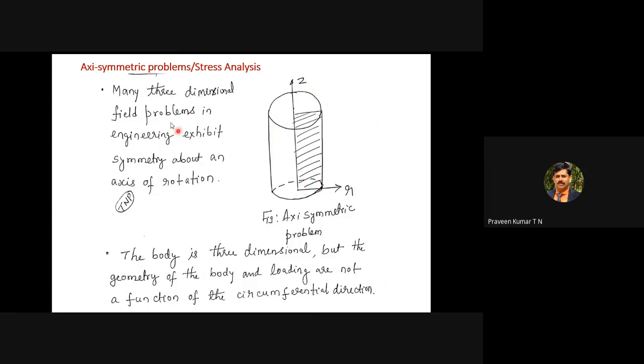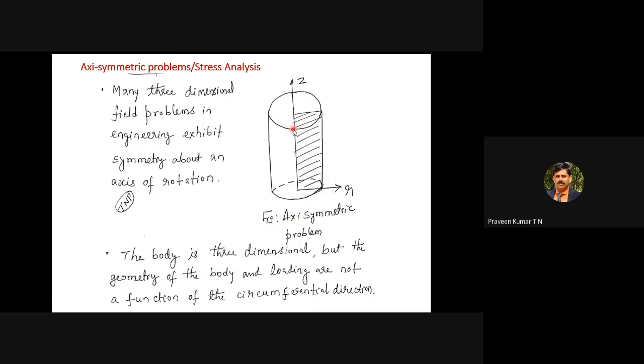So we are considering the 3-dimensional problems that exhibit symmetry about the axis of rotation. A cylinder is the best example for the axis of rotation, and a conical object also comes under axis of rotation. The body is 3-dimensional, but the geometry of the body and loading are not a function of the circumferential direction. I am talking about the circumferential direction, or along the theta direction.